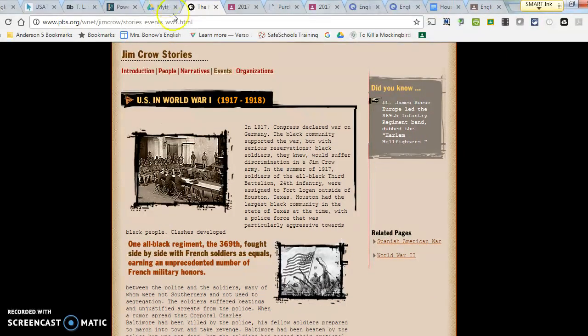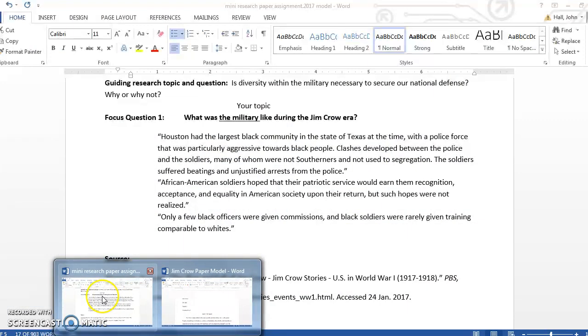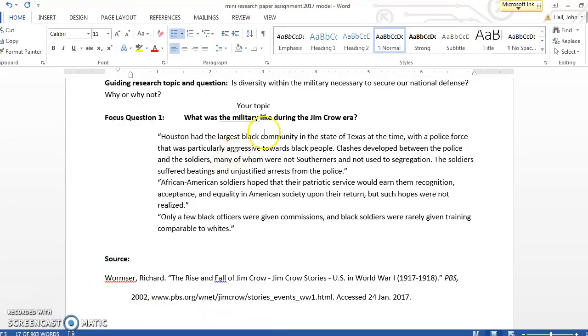So again, the first focus question, let me go back to that really fast: what was the military like during the Jim Crow era? You see I've already gone ahead and pulled out some facts here, and I pulled out direct quotes. Now in your paper itself you can paraphrase, and that's what I encourage you to do. You really can't have any more than 4 direct quotes within your paper, and considering you're going to have 9 different citations in your paper, you have to be careful about that. Make sure you're prepared to do some paraphrasing.